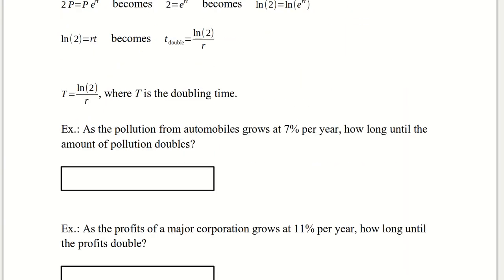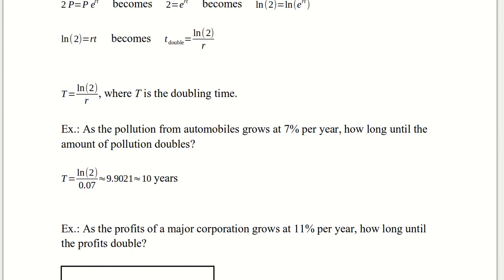Now it says, if the pollution from automobiles grows at 7% per year, how long until the amount of air pollution doubles? So we're going to use exactly the formula. We're going to plug in what we know. It says that r is 0.07. So we're going to plug this into our calculator, and we get 9.9021 rounded to 4 decimal places. Then we can say that's approximately 10 years.